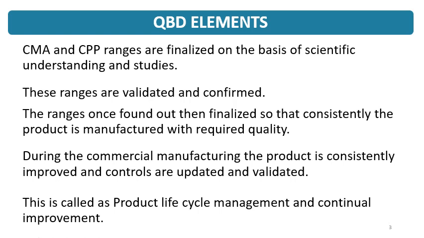During commercial manufacturing, the product is consistently improved and the controls are updated and validated. So it is a continuous process. Once the product is finalized, the product is approved and it goes into commercial manufacturing. Still, there are requirements and ways to improve the quality of the formulation, and this is called product life cycle management and continual improvement.